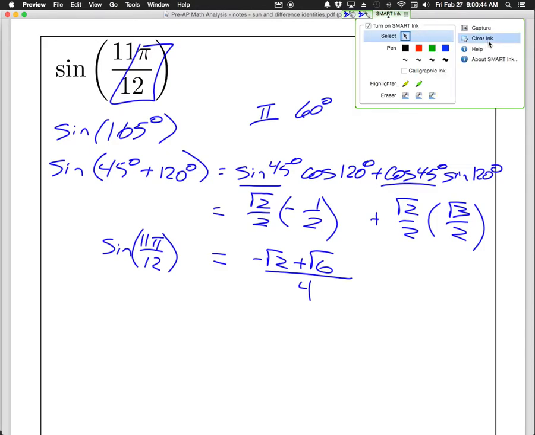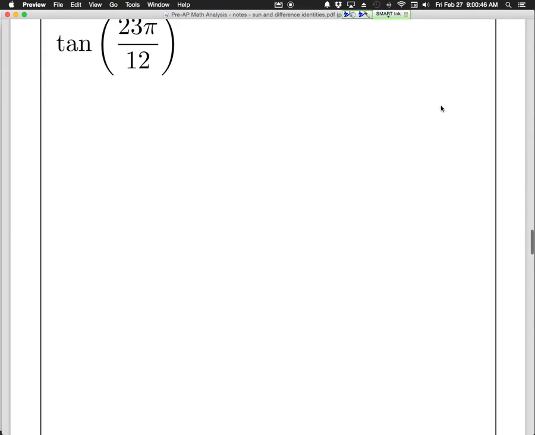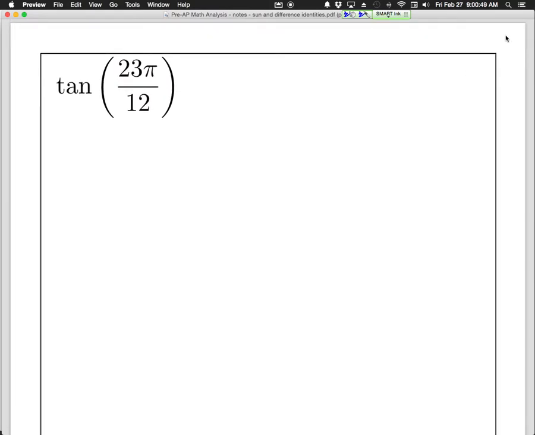Next one. Now let's do a tangent. So I want to do tangent of 23 pi over 12. What do I want to do first? Change it to degrees. So I need 15 times 23. 345. That's okay. 45, has to be 45.